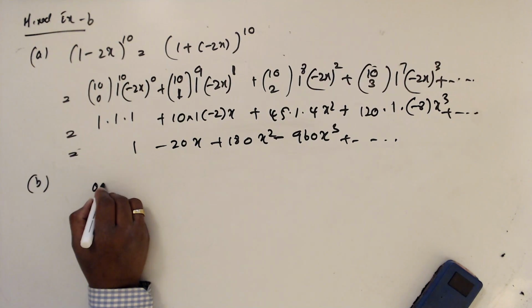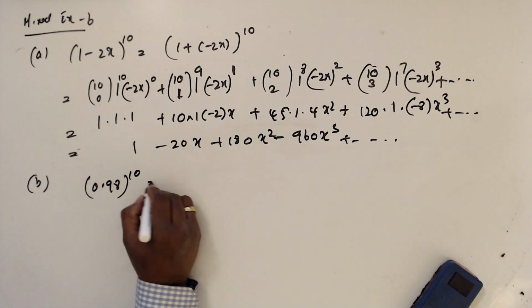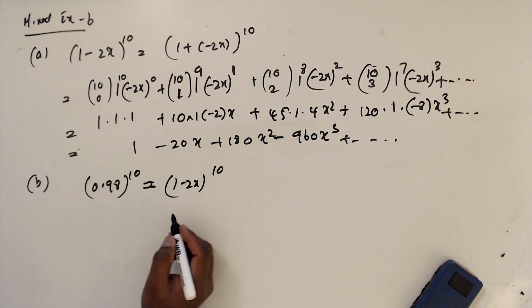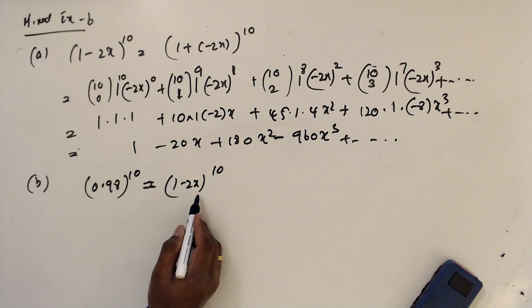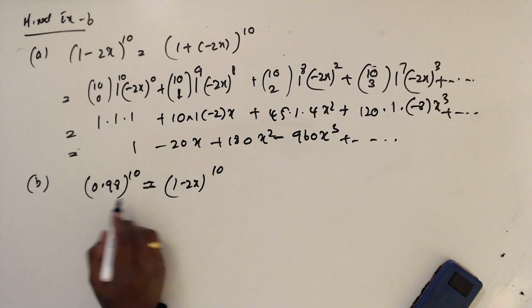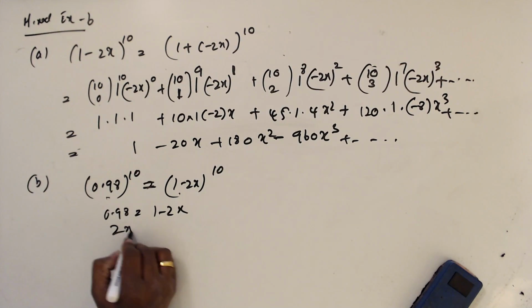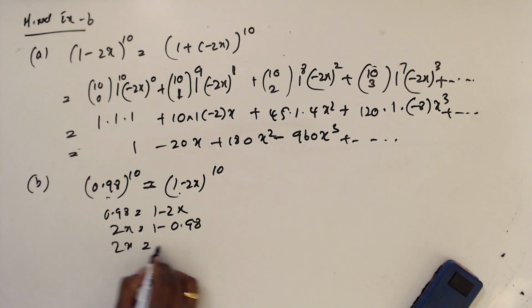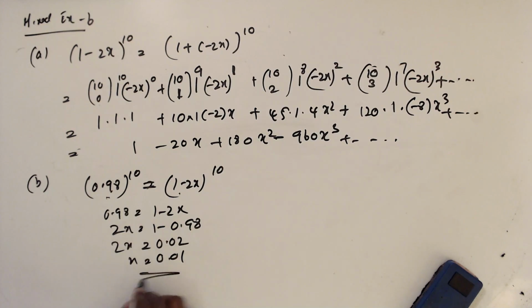Part B. 0.98 to the power 10 equals 1 minus 2x to the power 10. So I'm going to find the suitable approximation. So I will make this one equal. 0.98 equals 1 minus 2x. 2x equals 1 minus 0.98. 2x equals 0.02. x equals 0.01.